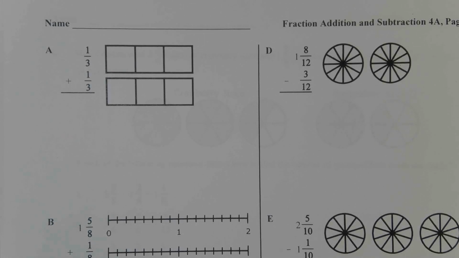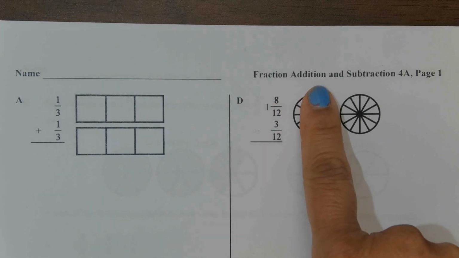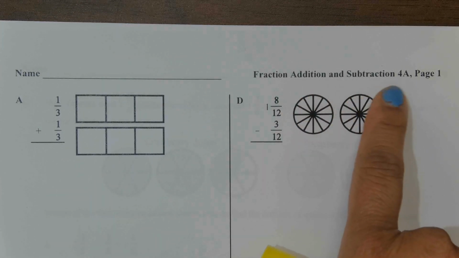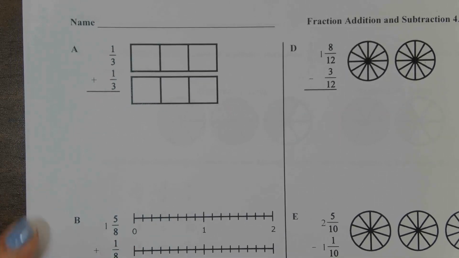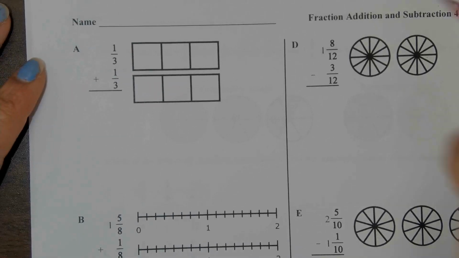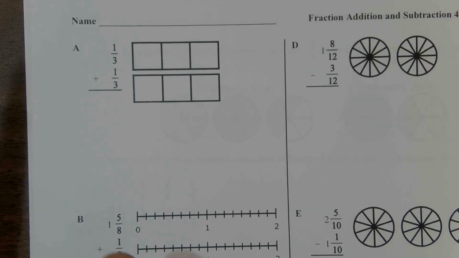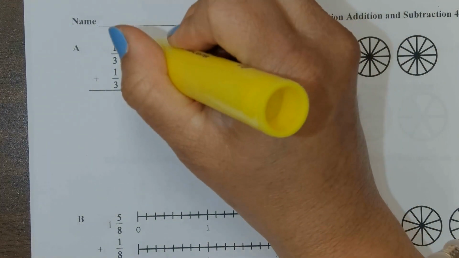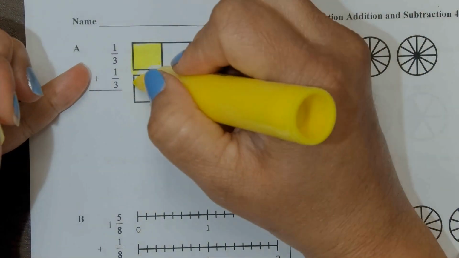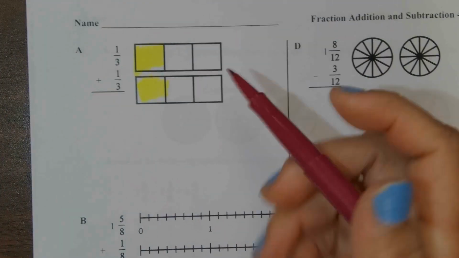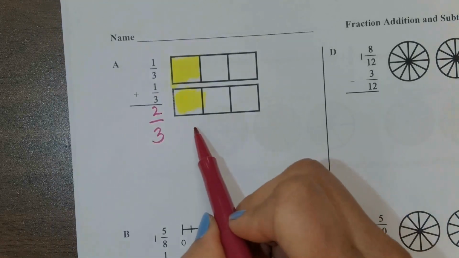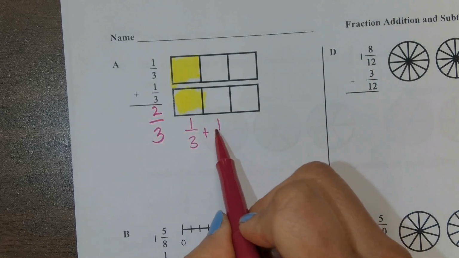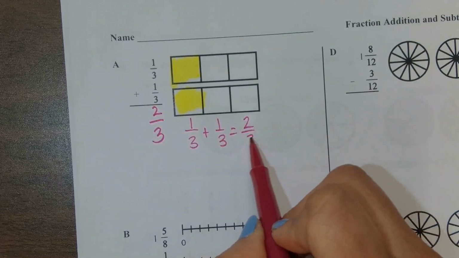So today you will be using fraction addition and subtraction for A, page 1. On A, we're going to be adding and subtracting fractions using models. So let's go ahead and shade in 1/3 plus 1/3 equals 2/3. We can also write it 1/3 plus 1/3 equals 2/3.